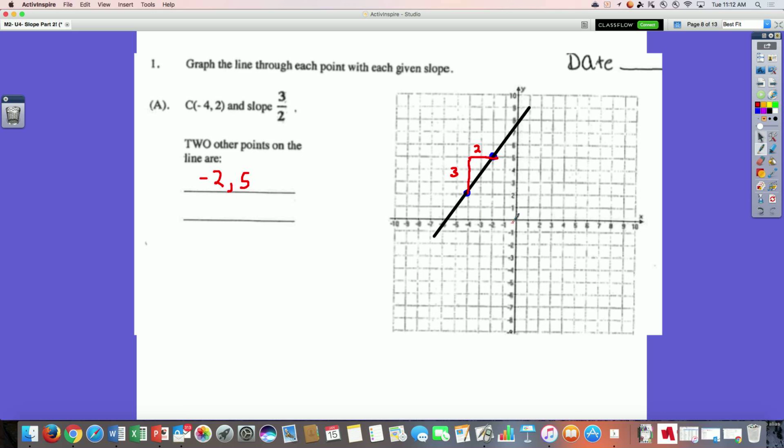Right? -2, 5. That's a point on the line. And I could also pick a point -6, 0. Just for fun, I'll pick another one. How about 0, 8? And I know what you're thinking. That's also where it crosses the y-axis. You're right. That is where it crosses the y-axis.